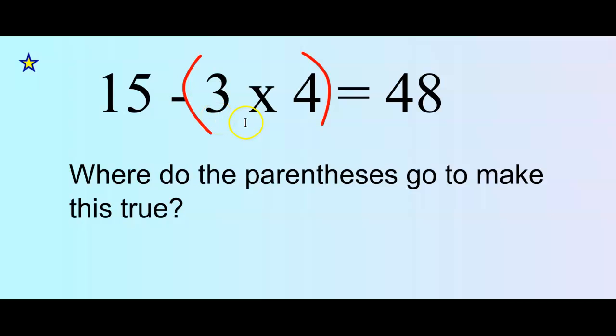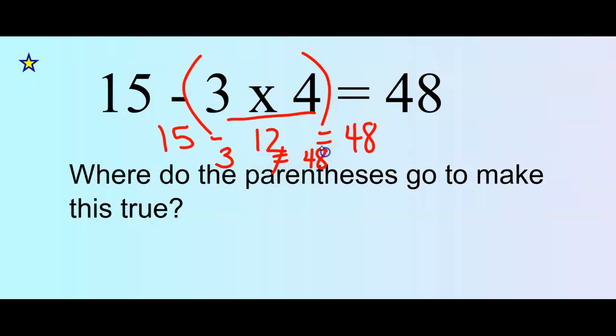If I put it around 3 times 4, I have to do that first, which means this is 12. And then I have 15 minus 12. Is 15 minus 12 going to equal 48? Well, when I do 15 minus 12, I get 3. And 3 does not equal 48. That symbol right there in the middle means not equal. It's like I'm crossing out the equals. It does not equal 48.